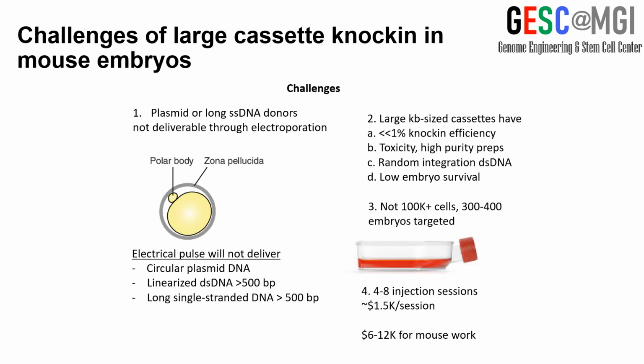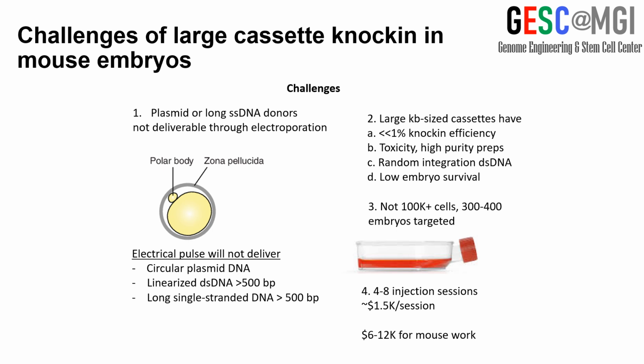Gene editing in mouse embryos poses some unique challenges. Unlike cultured cells, the protective barrier around the mouse embryo makes it difficult for large molecules to pass through, even when using an electrical pulse. Electroporation will not deliver circular plasmid DNA, linearized double-stranded DNA, or even very long single-stranded DNA into mouse embryos. And so for this reason, microinjection is required, and this is very labor intensive because it has to be done one embryo at a time.